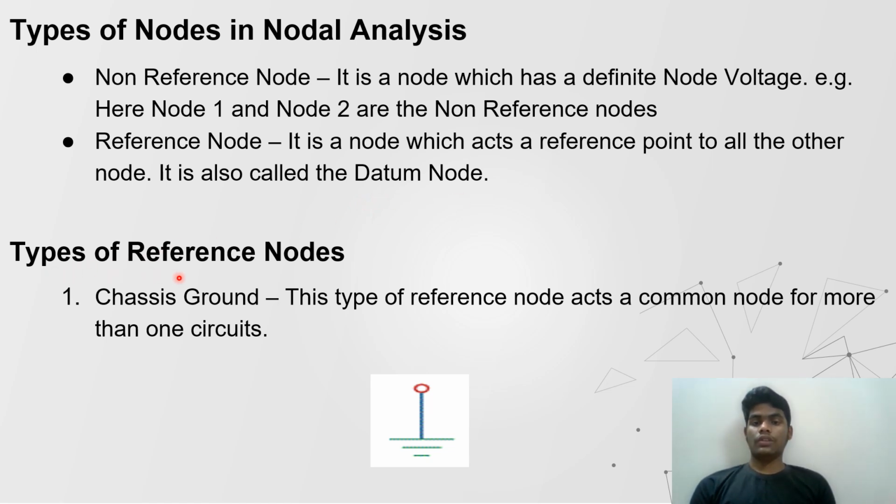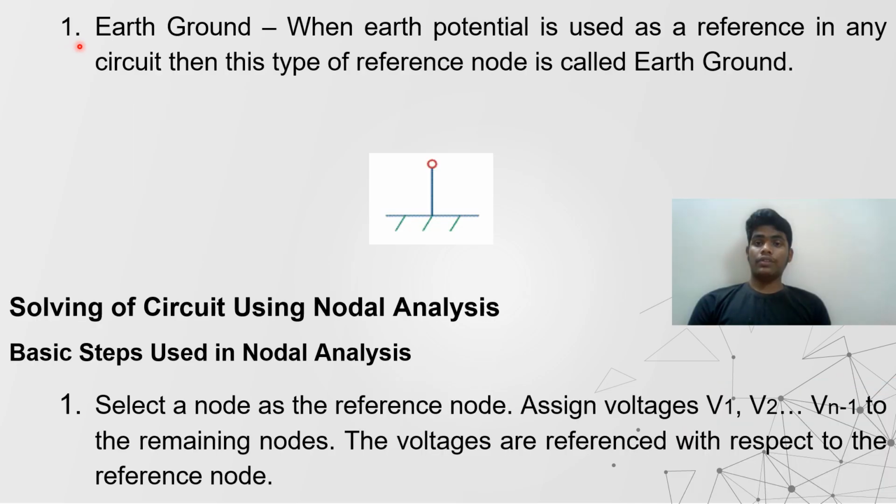Types of reference nodes. First one is chassis ground. This type of reference node acts as a common node for more than one circuit. Another reference node is earth ground. When the earth potential is used as a reference in any circuit, then this type of reference node is called earth ground.